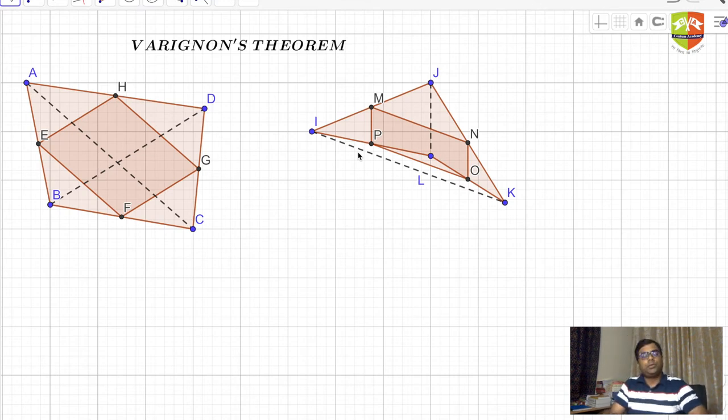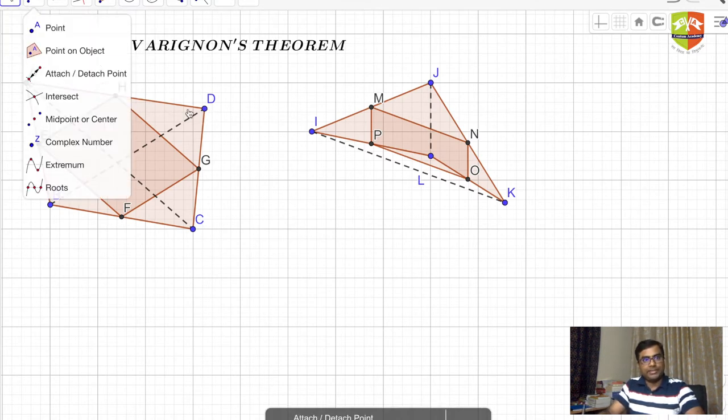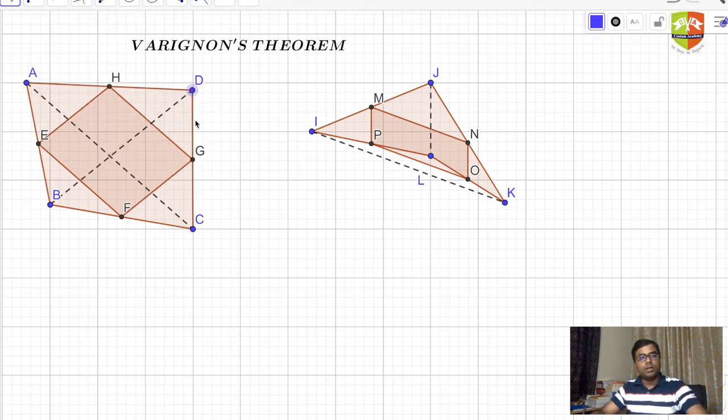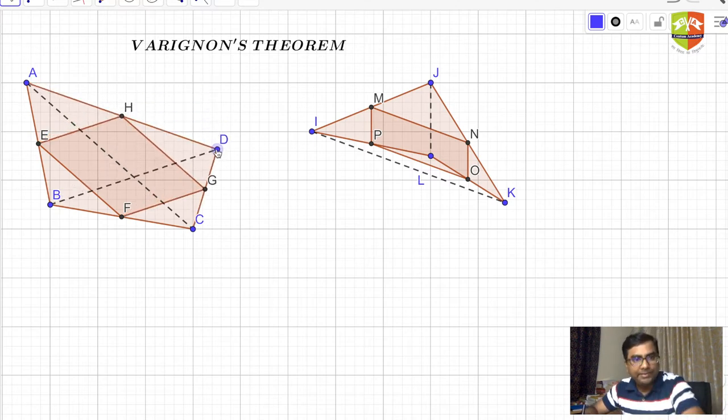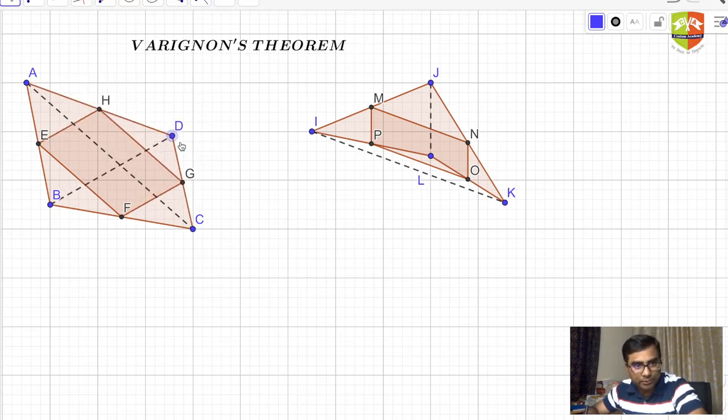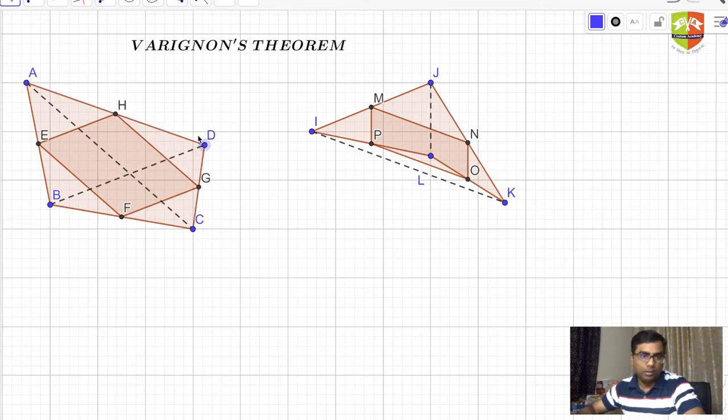Let's take up the quadrangle here, ABCD. First of all, I am going to show you that, indeed, it is a parallelogram all the time. If I take this point D and move it around, everywhere you can figure out that this is a parallelogram. By look, you cannot say that, but you can always see that the opposite sides are parallel and equal.